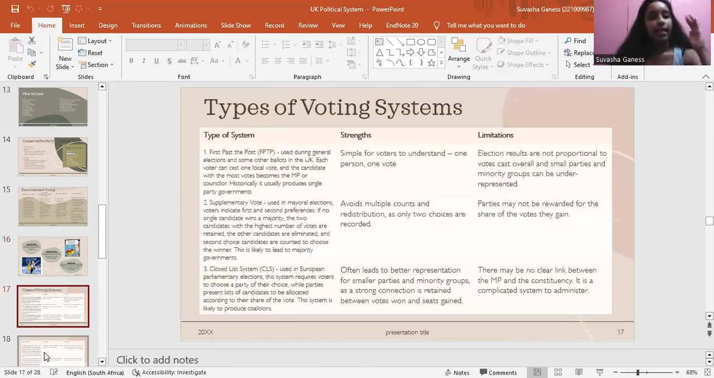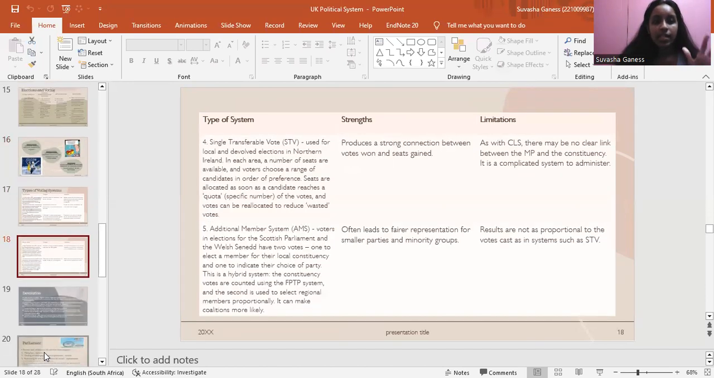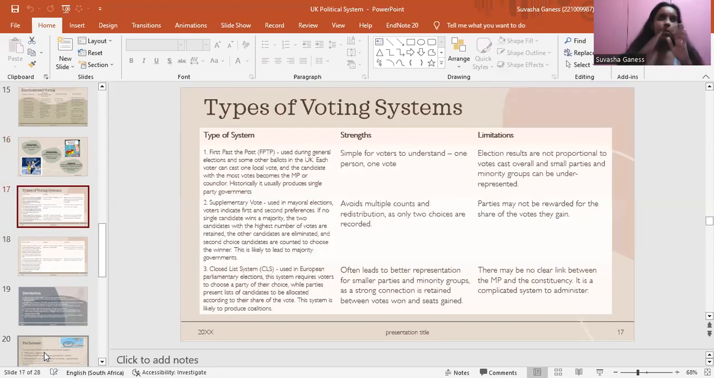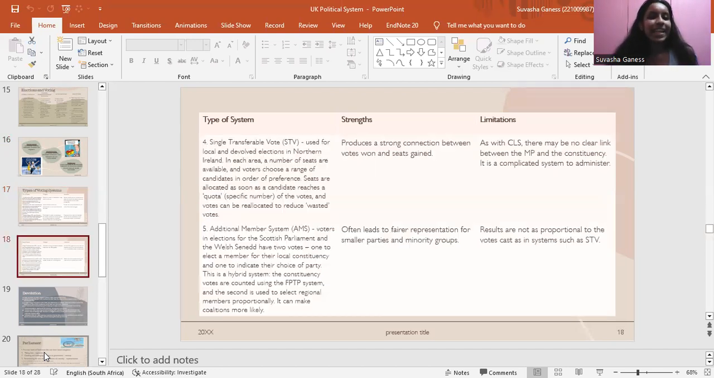Okay, so in slides 17 and 18, this is looking at the different types of voting system, and it explains what the voting system is about, which countries use it, and the strengths and limitations, right? So the main ones here for you guys to consider and look at are the first past the post system, the single transferable vote, and the additional member system, because these are the ones that members of the UK use. So you can just read over these, just make sure you understand the strengths and limitations of these voting systems.